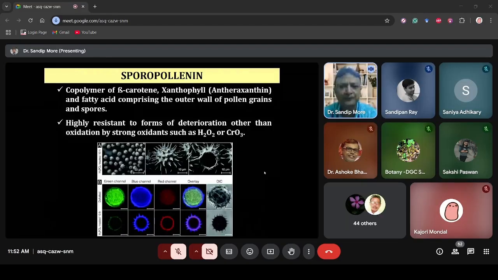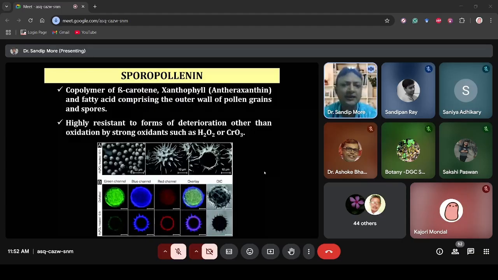Chemical composition in their cell wall. Sporopollenin is a chemical complex, a copolymer of beta carotene, xanthophyll, especially anthraxanthin, and fatty acid, which comprises the outer wall of the pollen. And it makes it highly resistant to decay. Any extreme temperature, any extreme pressure, the pollen can survive, can tolerate. But except two chemicals, that is oxidants, hydrogen peroxide H2O2 or CrO3, these two can damage pollen grains.